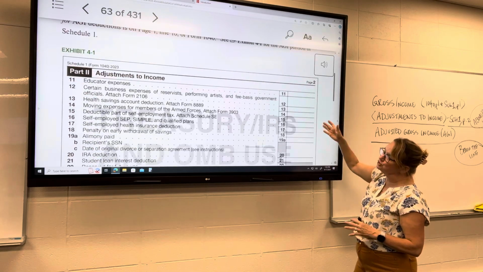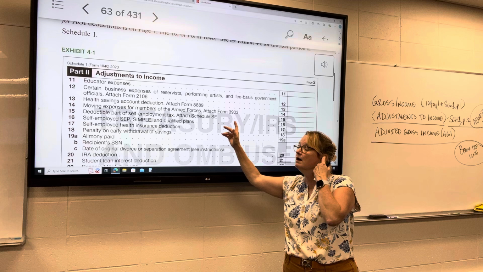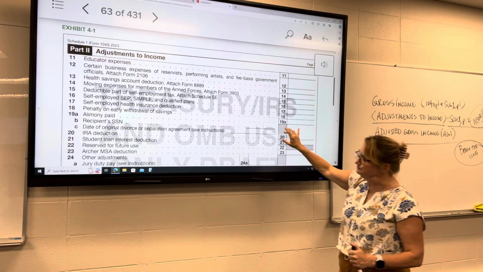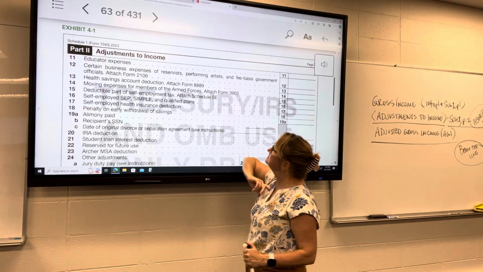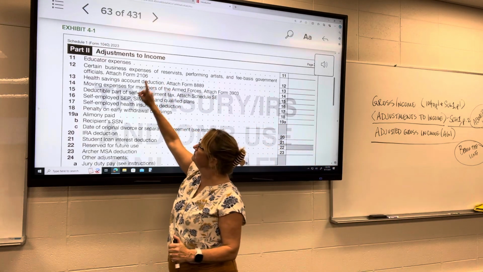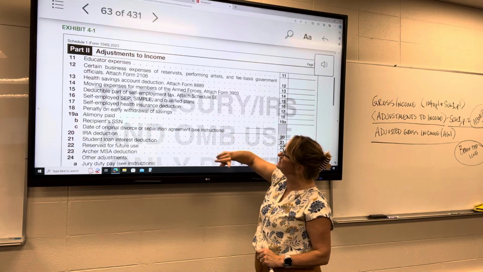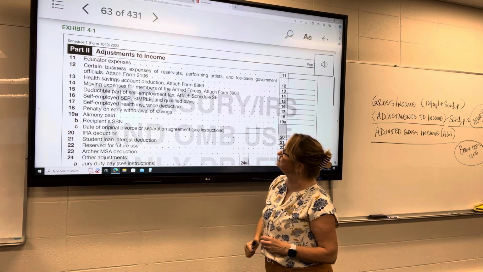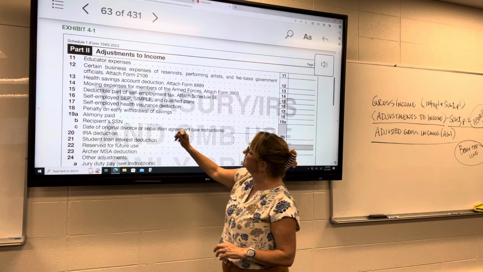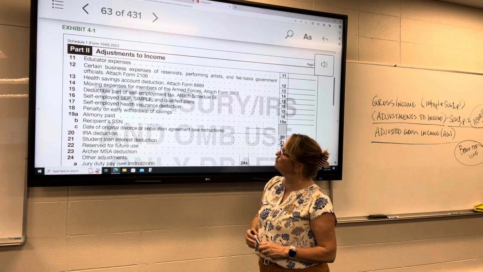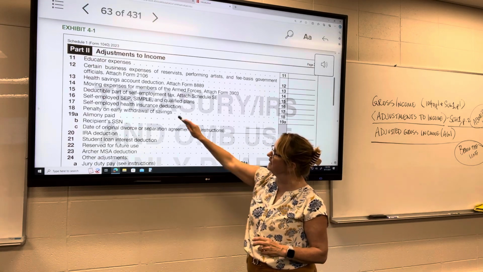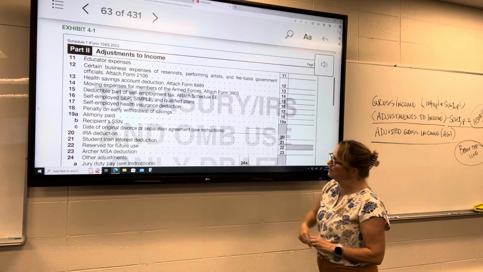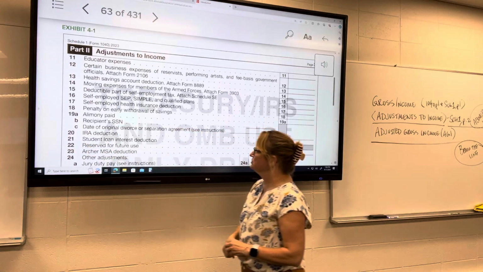This is what page 2, or part 2, I should say, of the Schedule 1 looks like. So the items that we're going to be discussing here: educator expenses, line 11, health savings account deduction, line 13, line 14, moving expenses, line 15, deductible part of self-employment tax, line 17, self-employed health insurance deduction, line 18, penalty on early withdrawal, line 19, alimony, and line 21, student loan interest deduction.